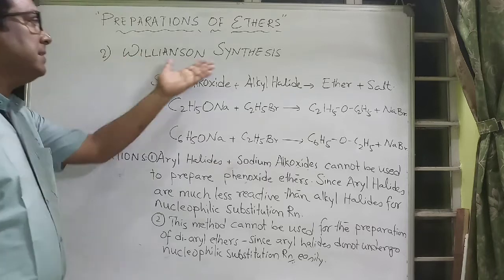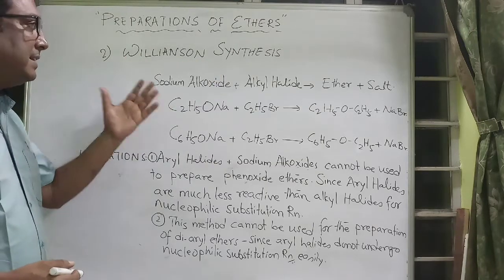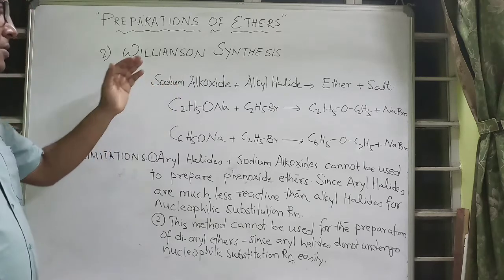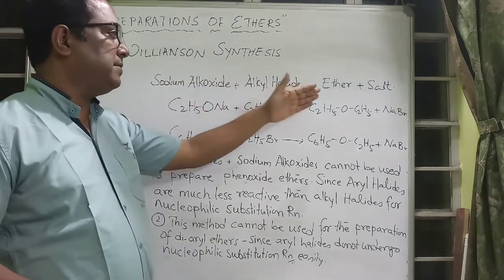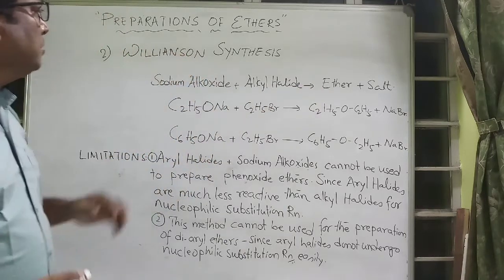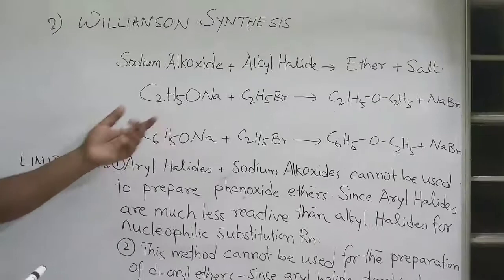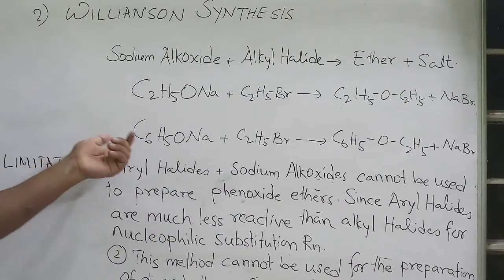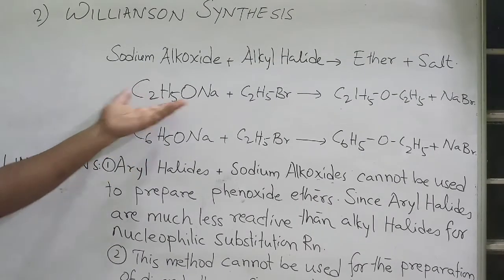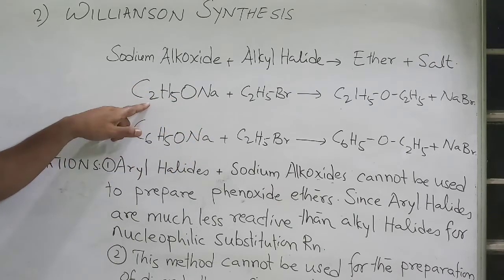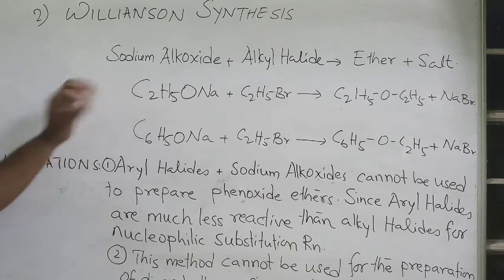So in the second preparation, the preparation of ether in a different way, we can see Williamson synthesis. What is that? Let us understand. Sodium alkoxide, when reacted with alkyl halides, gives you ether and salt. This is what Williamson synthesis speaks about. So you take your sodium alkoxide or sodium phenoxide. This is sodium phenoxide, this is sodium alkoxide or ethoxide.